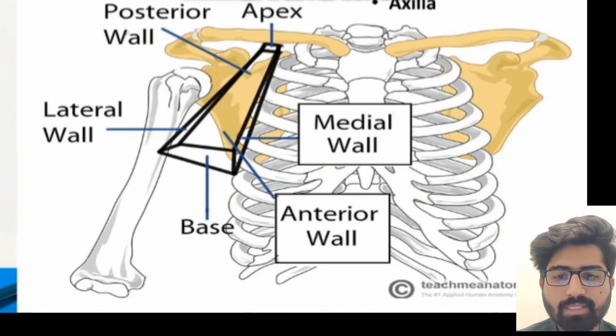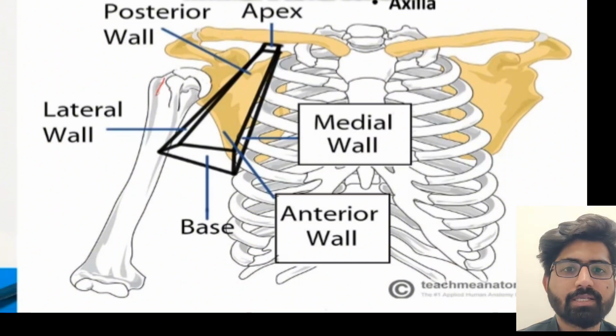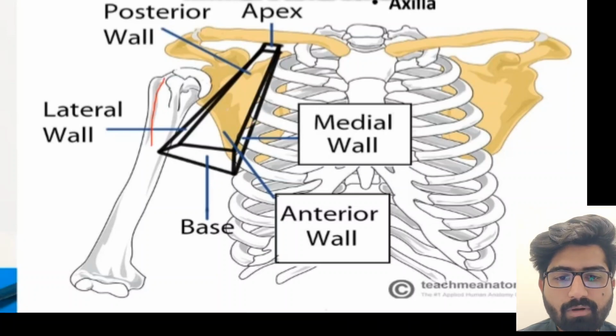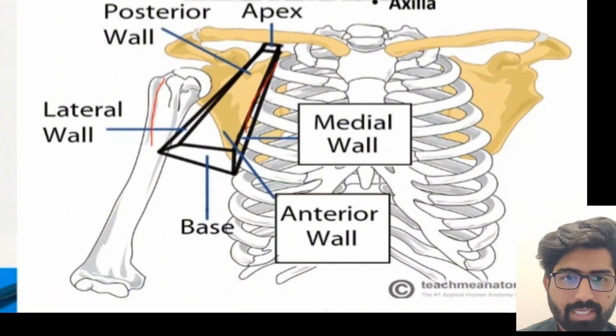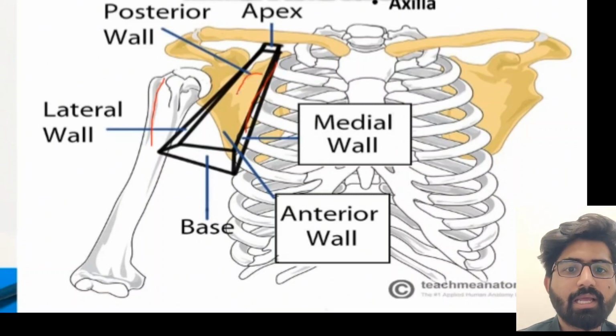Like the lateral wall is formed by the intertubercular surface of the humerus, while the medial wall is formed by the serratus anterior and the thoracic wall, and the anterior wall is formed by the pectoralis major and other muscles, and the posterior wall is formed by the subscapularis muscle as well as the teres major muscle, and the apex is formed by the lateral border of the first rib and the posterior border of the clavicle.